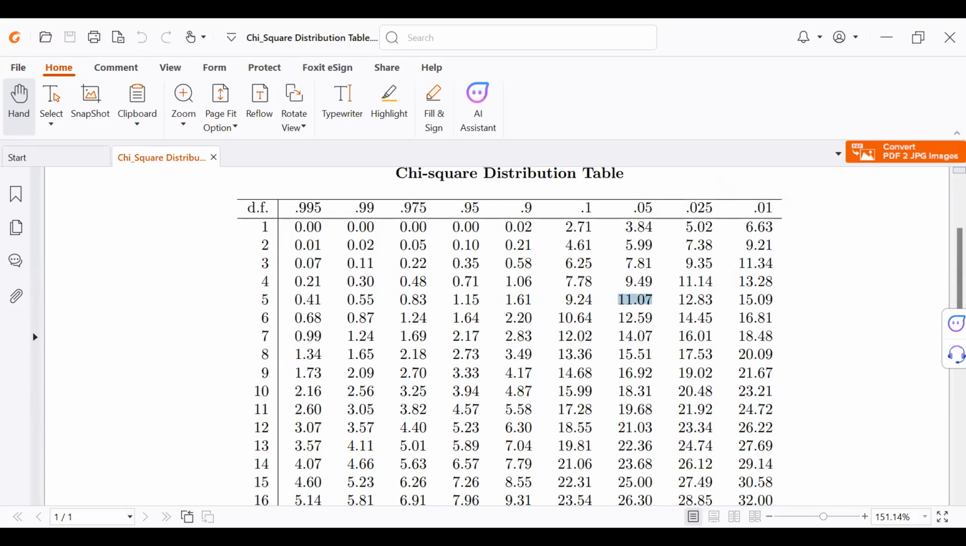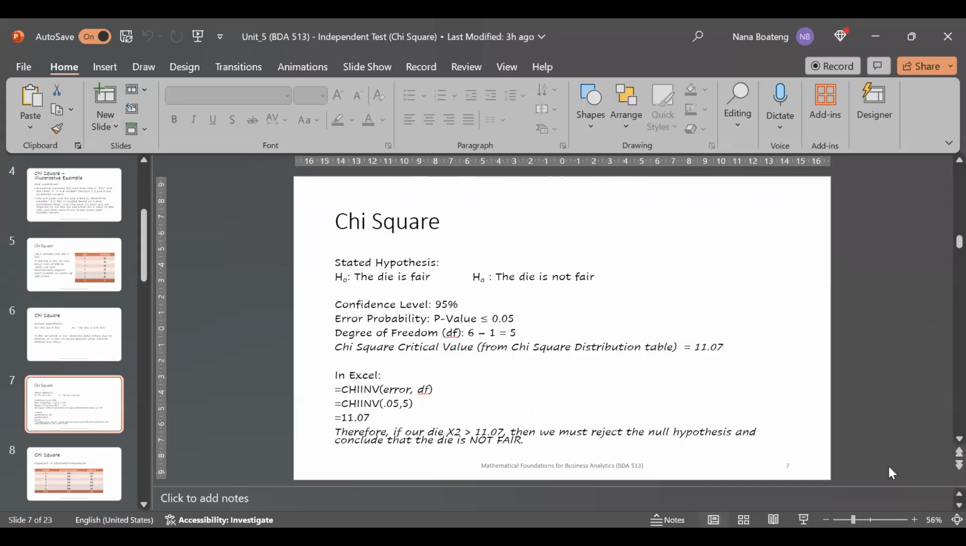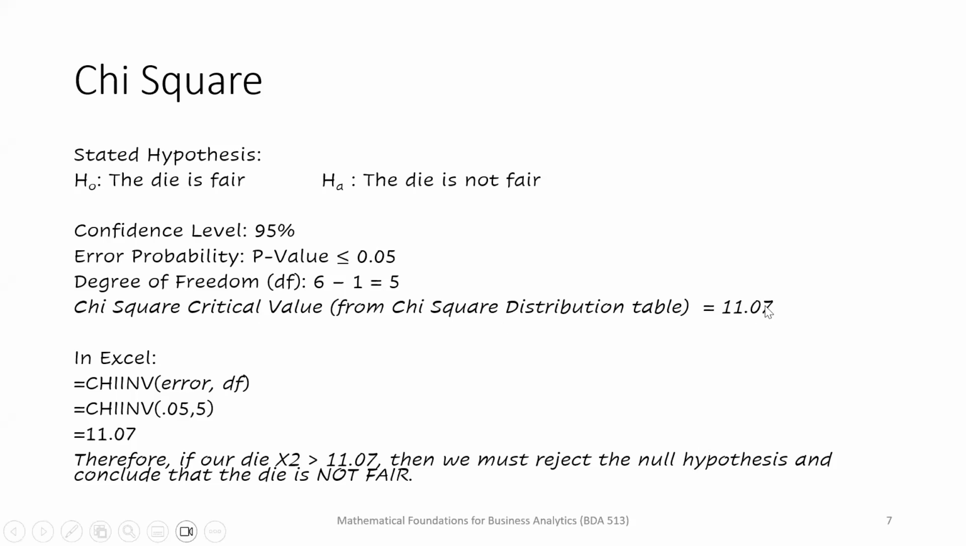So when you come back to the table, you will see that we have our chi-square critical value. Therefore, if the chi-square that we are going to calculate is more than 11.07, then we must reject the null hypothesis and conclude that the die is not fair. Is that okay? Because that would be our alternative hypothesis. All right? The significance level we will come to later.